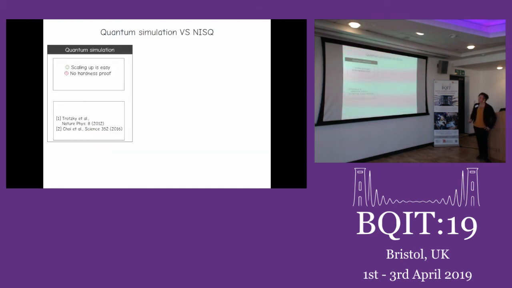Now, how do these things fit together? How do they compare? On the one hand, we have these quantum simulators that I mentioned. The nice thing about them is that you can actually make them pretty large these days. For example, these atomic systems have thousands of degrees of freedom running in there. What we don't like about them is that there is no hardness proof connecting them to theoretical computer science.